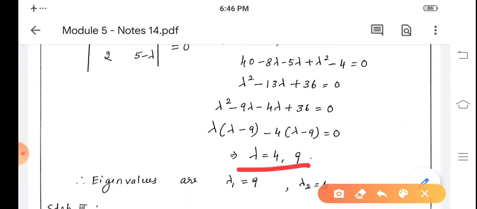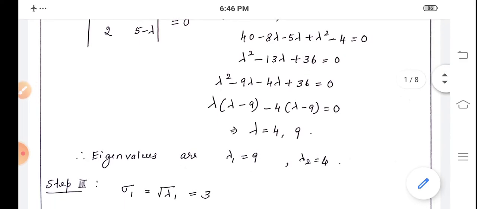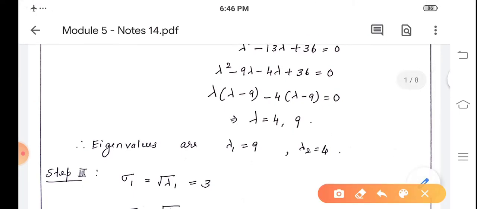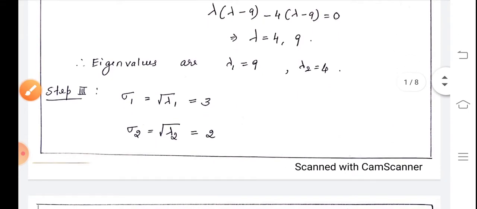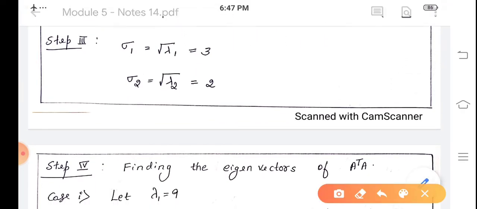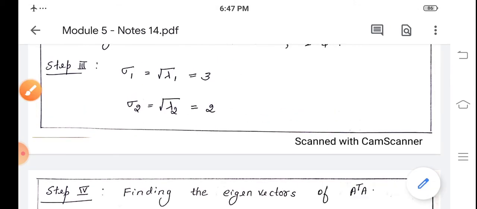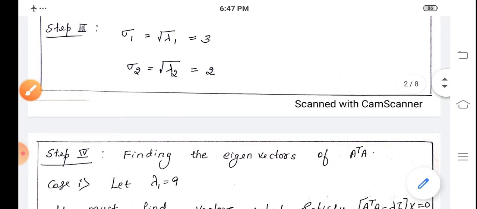or lambda equal to 4, 9. So after finding eigenvalues, we need to write the eigenvalues in decreasing order. That means we take eigenvalue 9 first, that is lambda 1 equal to 9 and lambda 2 equal to 4. In the next step, step number 3, we write the singular values. The singular values are sigma 1 equal to square root of lambda 1, that is root 9 equal to 3, and sigma 2 equal to square root of lambda 2, that is root 4, equal to 2.